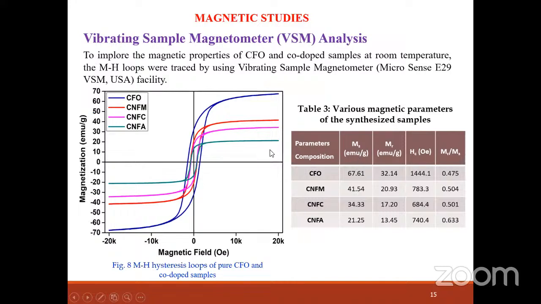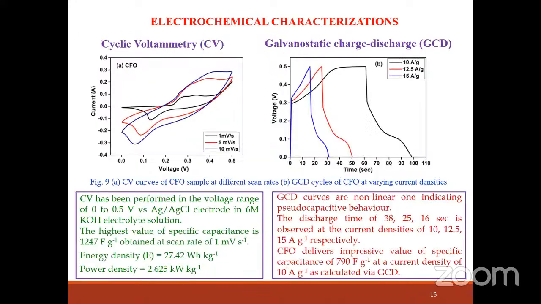But for the nickel and aluminum doped sample, we can see that the squareness ratio is 0.663. That is most reliable, as the maximum is 1. That can be used for application in magnetic storage recording media, and also in magnetic switching applications. So this material can be researched for that purpose also.